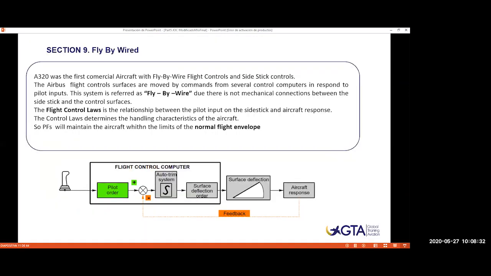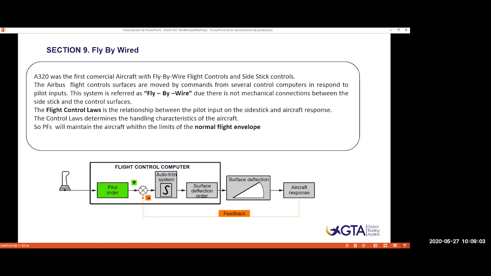Okay, so we are starting with this first principle, that is the fly-by-wire. We have to remember that with this kind of system, the Airbus 320 was the first commercial aircraft with this new idea of how the control will be, and the change to a side stick control.